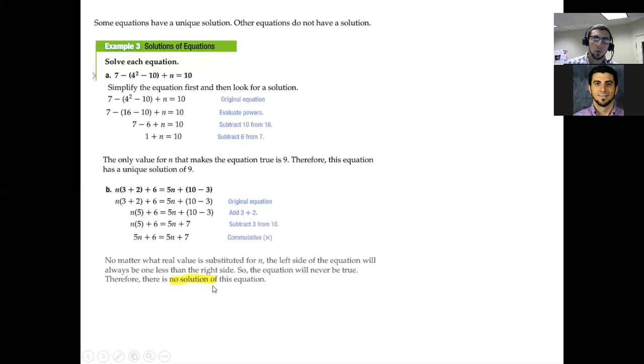Well, is that ever going to work? No, because you're multiplying a number times 5 and adding 6 and then saying that's going to be the same thing as if you multiply 5 times the same number but add 7. No matter what you put in for n, it's not going to work because you're multiplying that number times 5 and then adding a different number to it on each side. It's never going to be equal. So we would say that the equation will never be true, and therefore there is no solution of this equation.